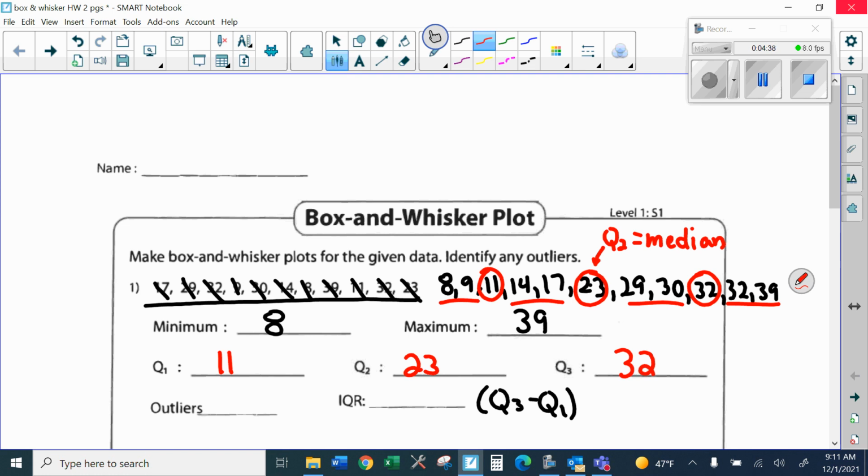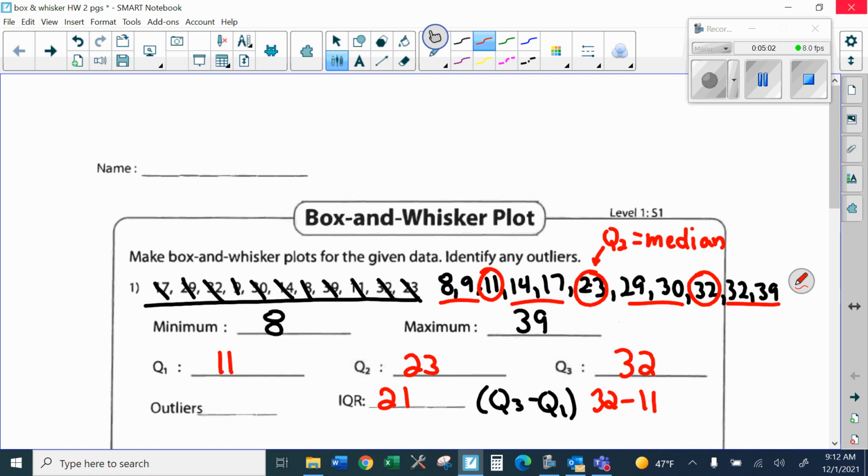All right, interquartile range, as I said, is Q3 minus Q1. So that's just 32, Q3, minus 11, Q1, which gives you 21 as the interquartile range. Now to find the outliers, this one you have to do last. You have to get the interquartile range first.